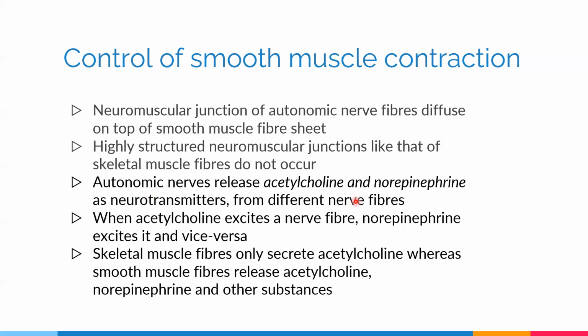Autonomic nerves release acetylcholine and norepinephrine as neurotransmitters from different nerve fibers. When acetylcholine excites a muscle fiber, ordinarily norepinephrine will inhibit it, and vice versa. Skeletal muscle fibers, on the other hand, only secrete acetylcholine, as we have already discussed, whereas the nerves exciting the smooth muscle fibers can release acetylcholine, norepinephrine, and other neurotransmitter substances as well.